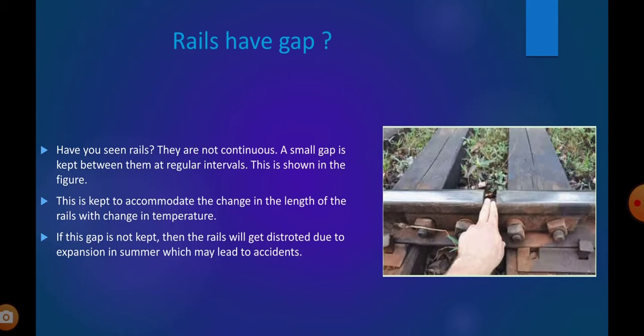This is kept to accommodate the change in the length of the rails with the change in temperature. We learned that as the temperature increases, the substance starts to expand. So, during the summer season, the temperature will be more. At that time the iron rails will expand, and if this gap is not kept, then the rails will get distorted due to expansion in summer, which may lead to accidents.